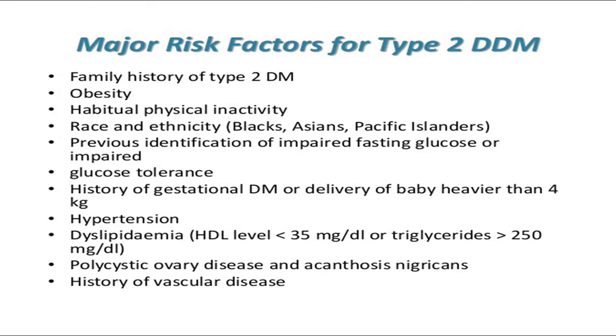The major risk factors for type 2 are a family history of type 2 diabetes mellitus plus obesity, physical inactivity, and some racial predisposition, like blacks, Asians or Pacific Islanders. So that leads to the development of type 2 diabetes mellitus. Glucose intolerance, that is impaired fasting glucose or impaired glucose tolerance, also leads to type 2 diabetes mellitus. Other risk factors are a history of gestational diabetes, hypertension, dyslipidemia, polycystic ovarian syndrome, etc.